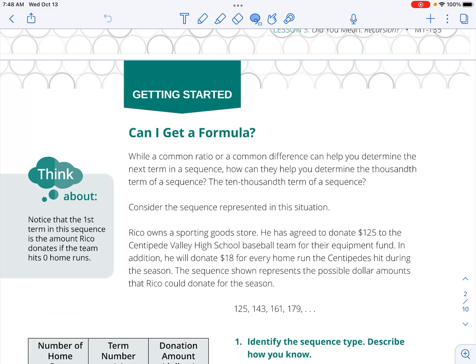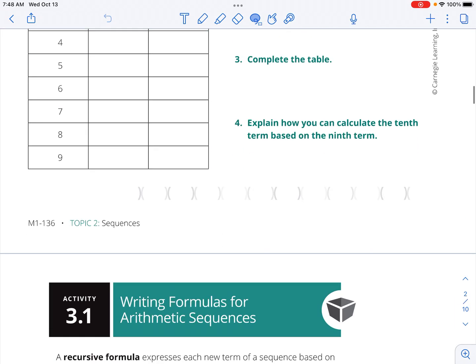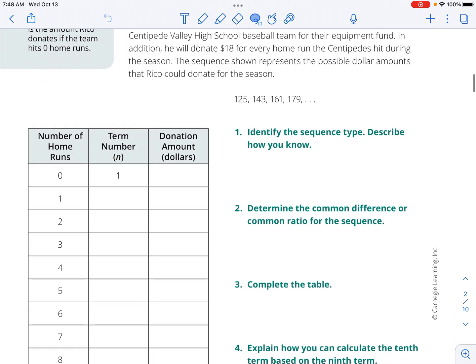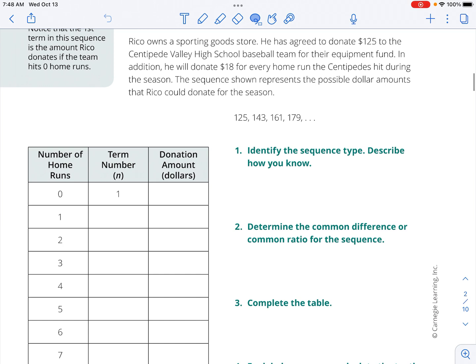Okay, let's go through this lesson real quick. Turn it to page 136. Let's find the getting started right here. Let's talk more about geometric and arithmetic sequences today.